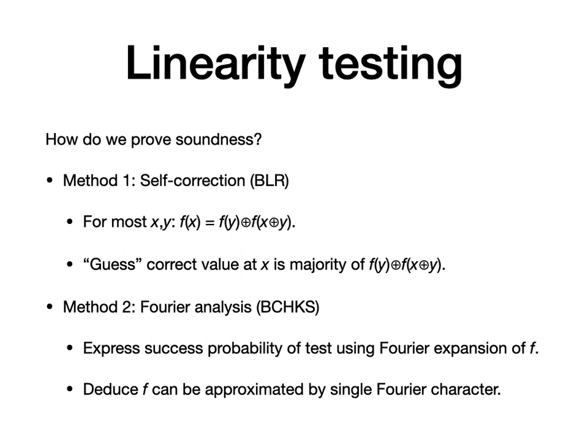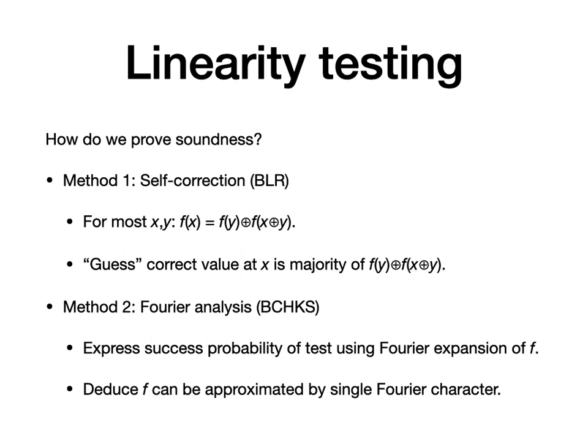There are two ways to analyze linearity testing, at least. There are actually a few more, but these are the two important ways. One way is using self-correction. This is from the original paper of Blum, Luby, and Rubinfeld. What's the idea? Instead of saying that f of x XOR y is equal to f of x XOR f of y, we put it differently. We say that f of x is equal to f of y XOR f of x XOR y for most x and y. And then we just take majority vote. So to know what the value of f of x is, we take majority vote over the right-hand side. And the surprising thing is that this works. So this is one method.